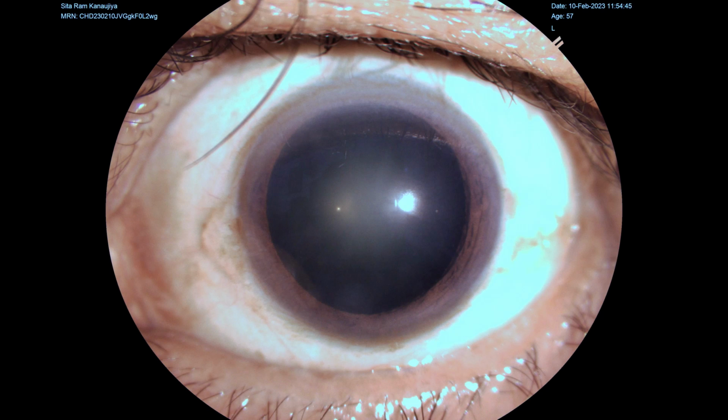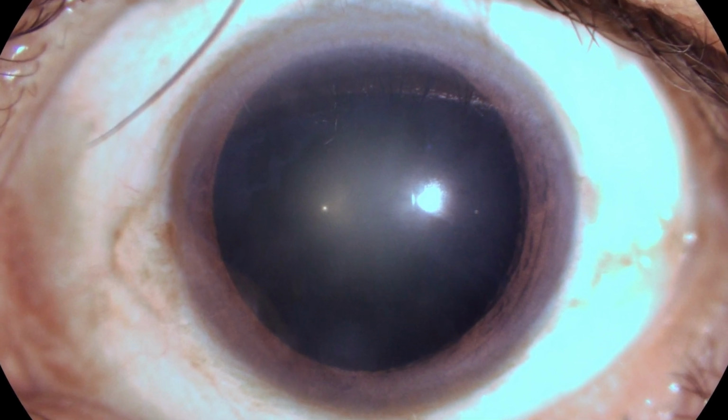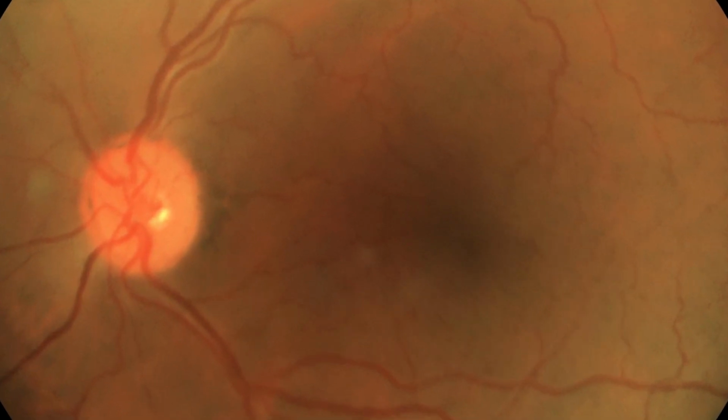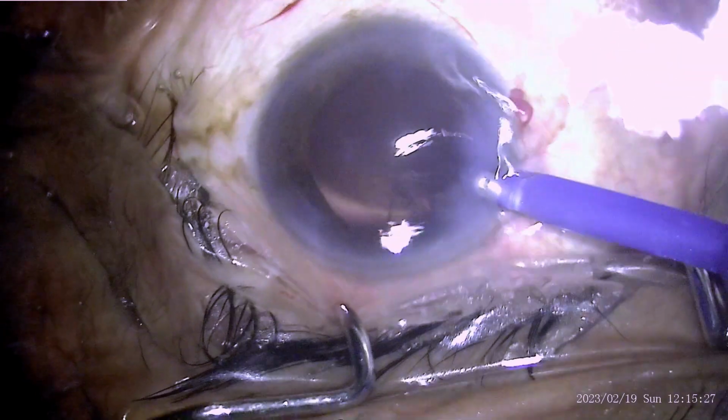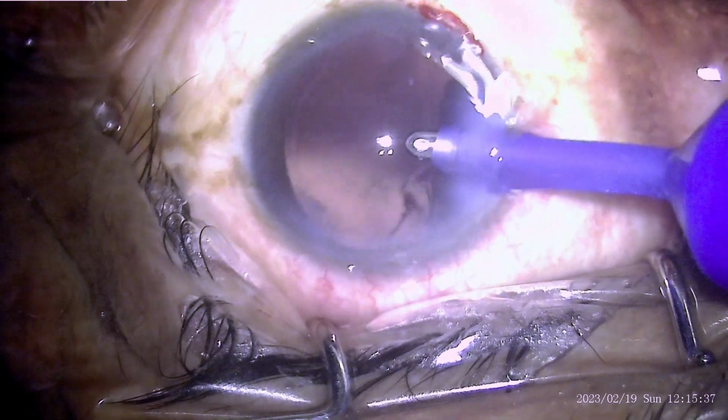Today, with the help of this video, we'll see how a posterior capsular tear occurs during aspiration of subincisional cortex, which is so infamous for causing a posterior capsular tear at the point when it is being aspirated. This is one patient who was to be operated for visually significant cataract, and this is the fundus photograph, which is absolutely normal.